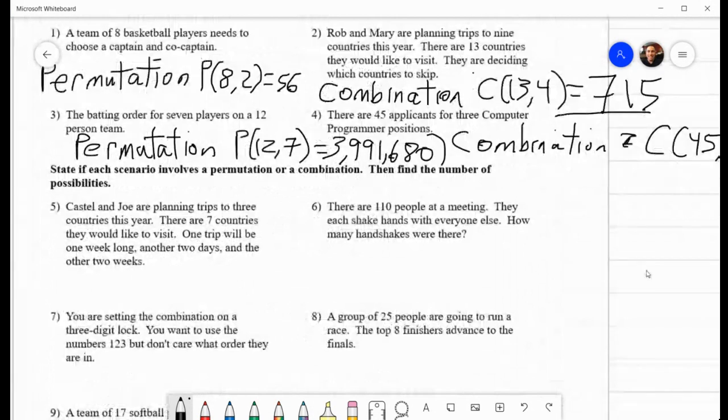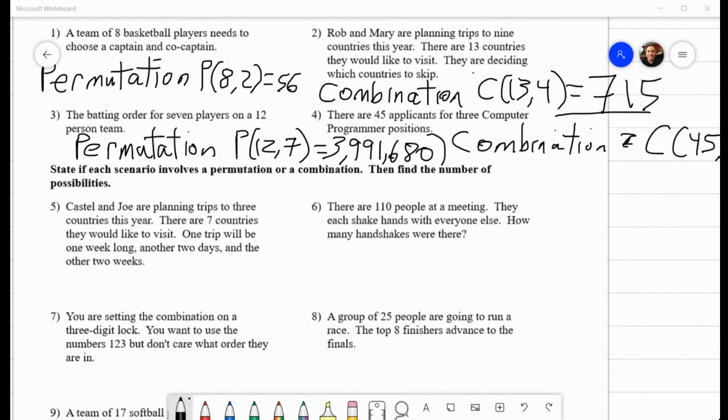Okay, so for number 5, you have these 2 people, okay? As you can see, they're planning trips to 3 countries this year. There's 7 countries they want to visit, okay? Now, one of the trips will be a week long, right? Another one is 2 days, and the other one is 2 weeks. So out of the 7 countries, they're planning these 3 trips, right? One trip, I'm guessing, to each country. Actually, does it say that? No, it doesn't say that. Oh, no, 3 countries. Okay.